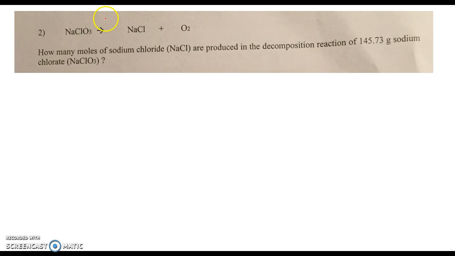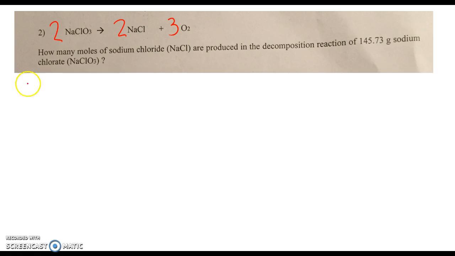So I notice that I have, I think it's going to be a 3 over here. I'll have 6 O's and I'll have 6 O's. 2 sodium, 2 sodium, 2 chlorine, 2 chlorine. Alright, now it says how many moles of sodium chloride are produced from 145.73 grams of sodium chlorate.